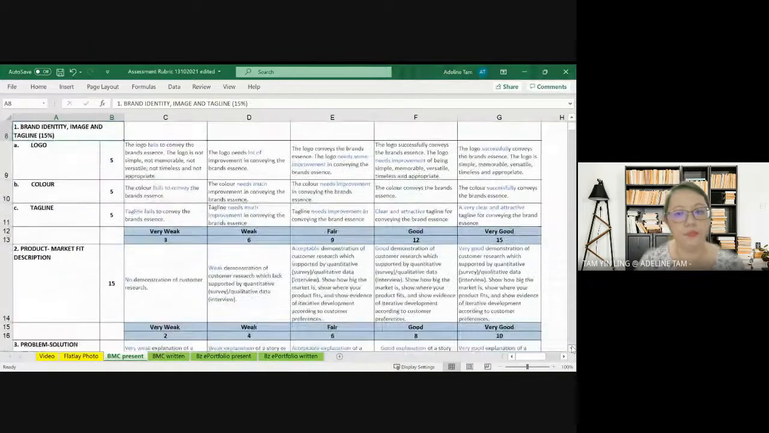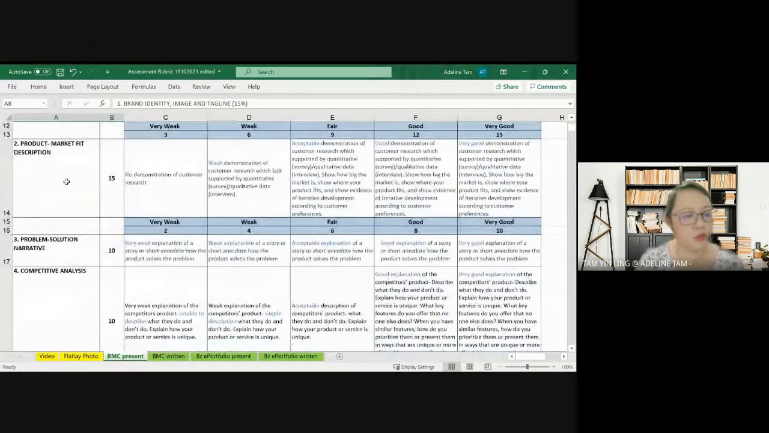is, is the product suitable for the market? Okay, so let's say you say I want to sell this product to students in UMS, let's say. Then is this product suitable for students? Okay, so product market fit. So is the product suitable for students?